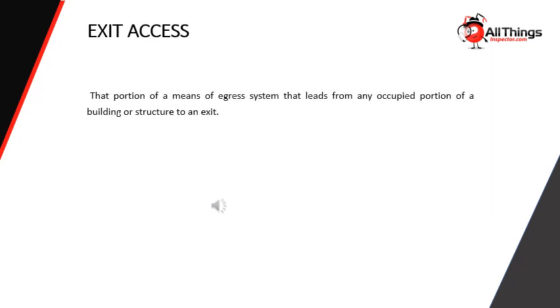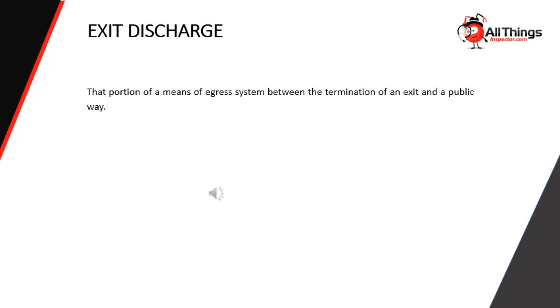Exit access, that portion of a means of egress system that leads from any occupied portion of a building or structure to an exit. Exit discharge, that portion of a means of egress system between the termination of an exit and a public way.